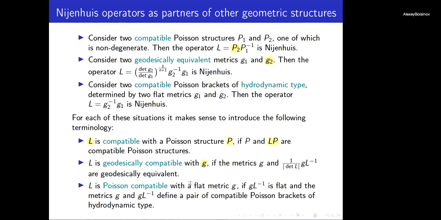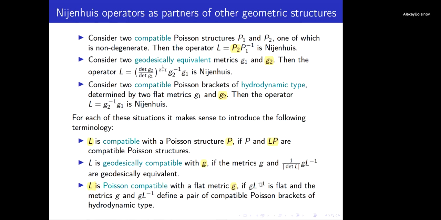So L is Poisson compatible with flat metric G. If this metric G2, computed from G and L, is flat, and together with G they form compatible Poisson brackets of hydrodynamic type. So this is nothing deep, just a reformulation. But this reformulation turns out to be very helpful.